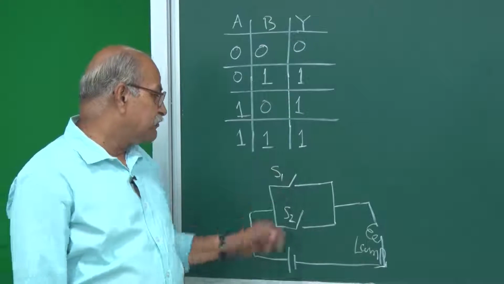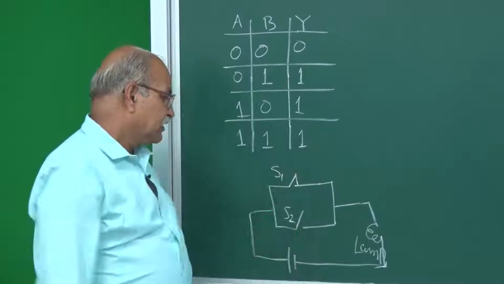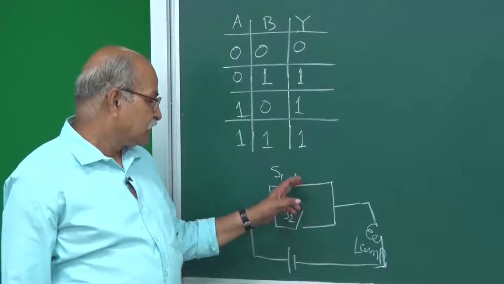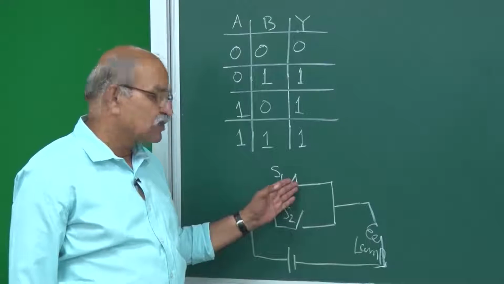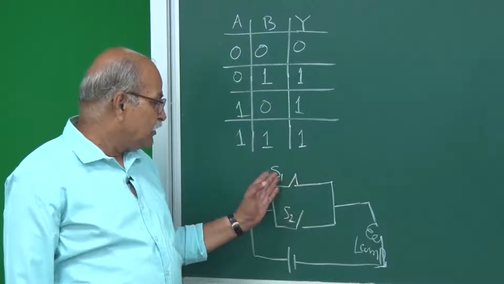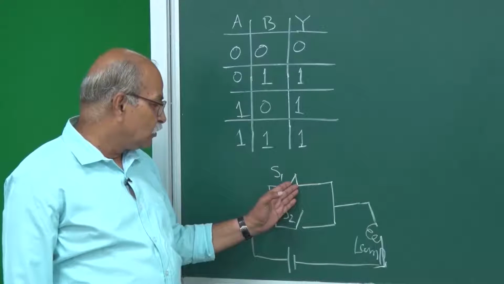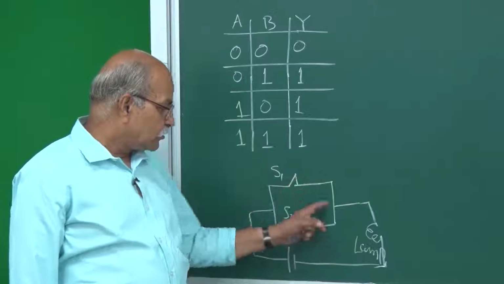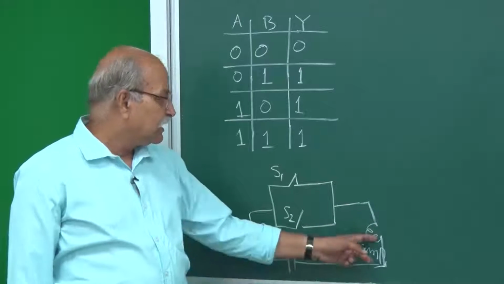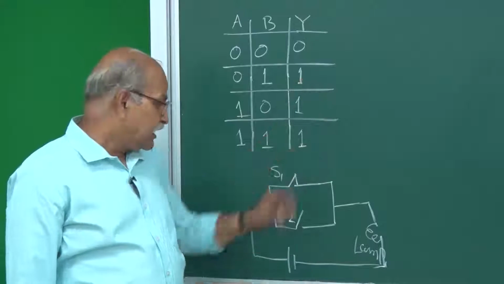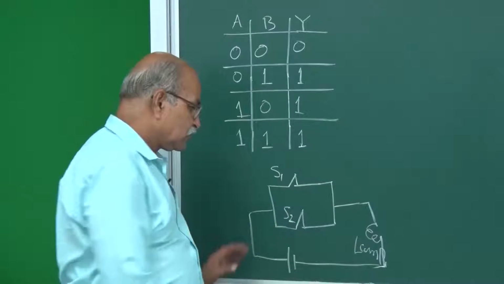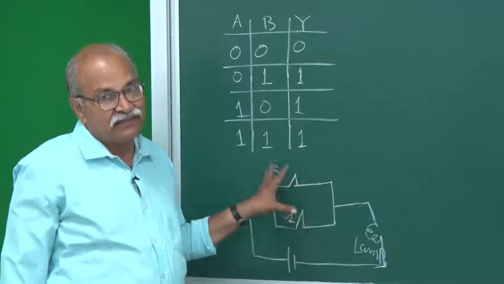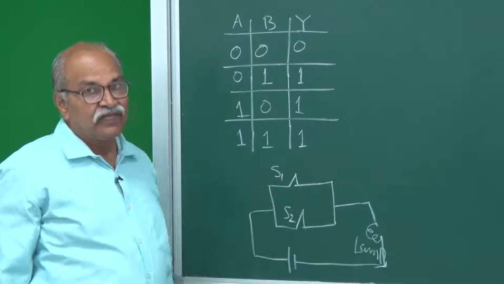Any one of them you close, making it high. So this represents high. Any switch that you close becomes 1, the other is still 0, but then the current can go through this and the lamp will be on and the output will be 1. And if both the switches are closed, then also the output is 1. So that is like a switch.